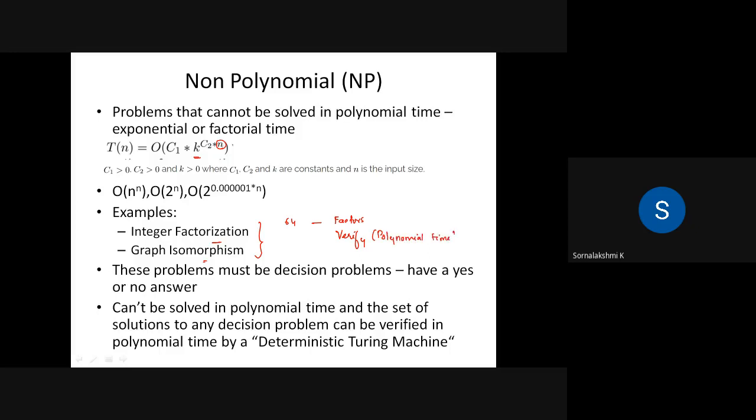Okay. So those are the class of NP problems. The problems must be decision problems with a yes or no answer. They cannot be solved in polynomial time, but they can be verified in polynomial time, that is, by a deterministic Turing machine, by a deterministic algorithm. There is a deterministic algorithm that can tell me that, okay, these are valid factors for this number 64. But giving all possible factors of an arbitrary integer is not solvable in polynomial time.